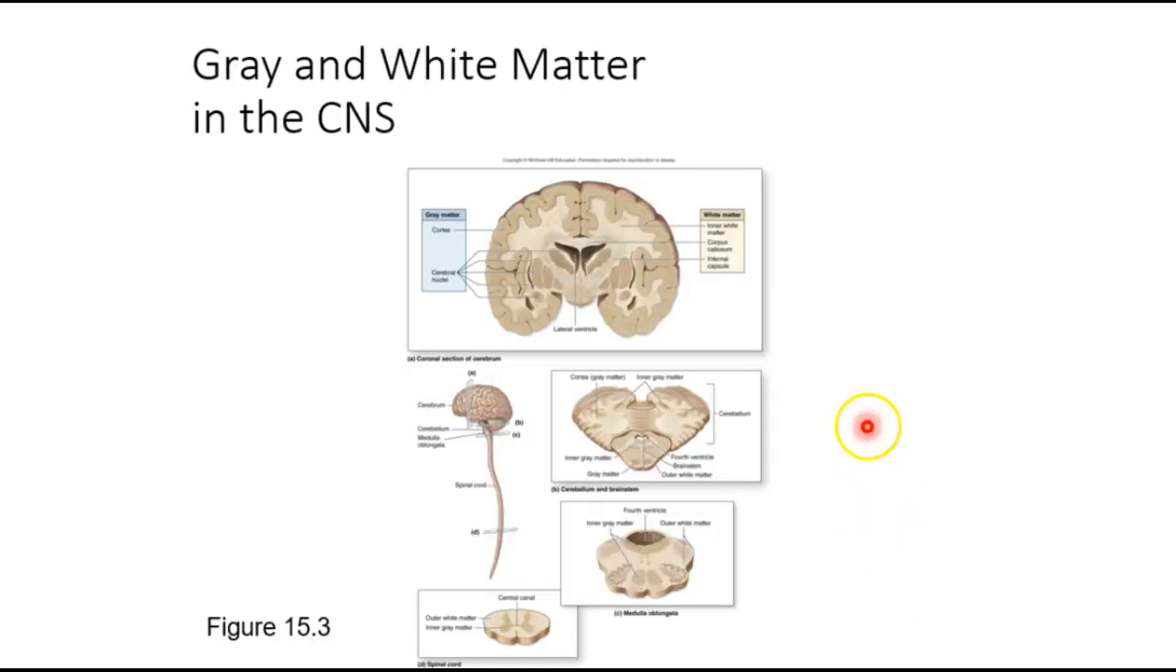So here's what that ends up looking like. You'll have that gray matter in the brain. The gray matter is going to be superficial, at least the neocortex is going to be superficial. And then the white matter is going to be deep. And then anytime you have deep gray matter, that's going to be referred to as a nucleus.